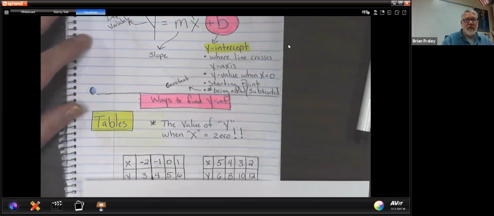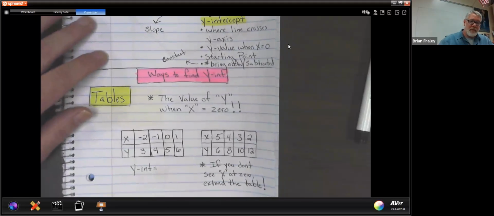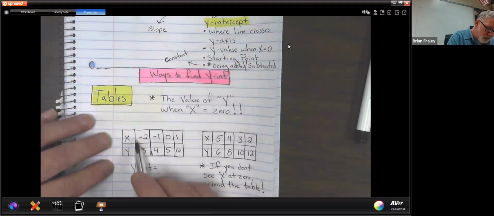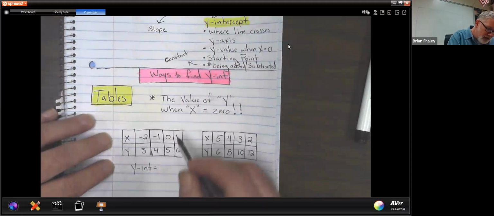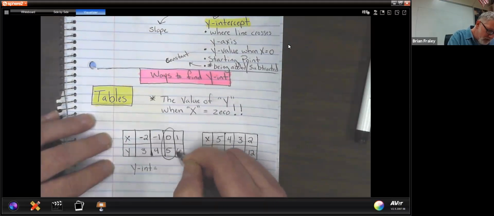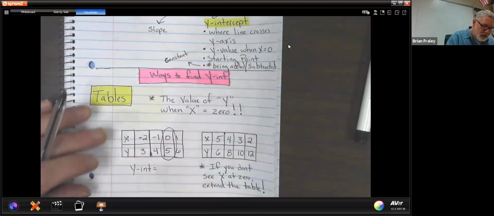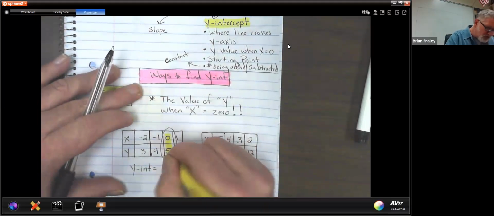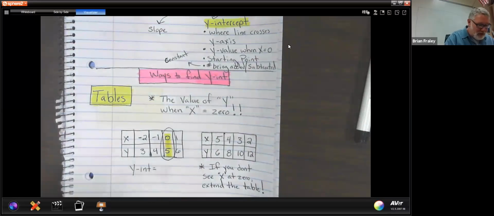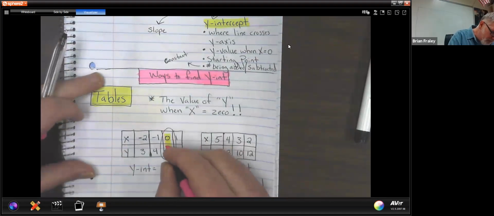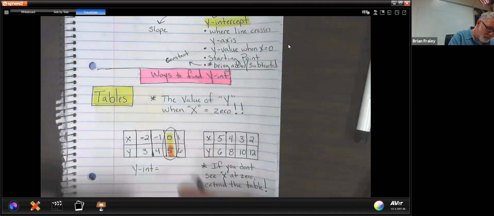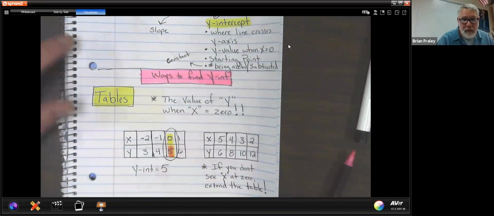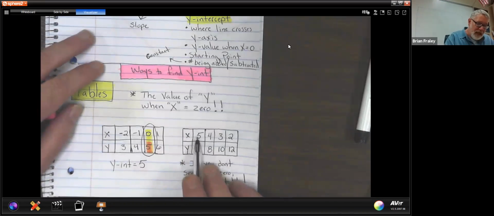Okay. For example, we've got two tables here. If we look at table 1, I'm looking for x to be 0, and I see that x is 0 right here. So looking at this, what is your y value when x equals 0? The y value here is 5. So 5 is your y-intercept. Real simple, isn't it?